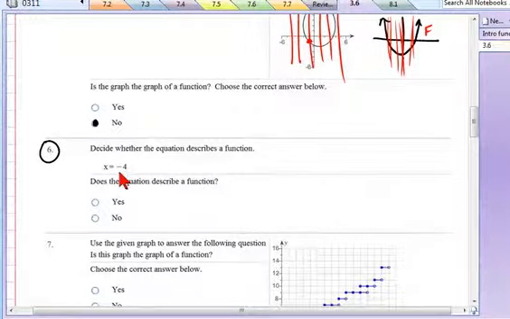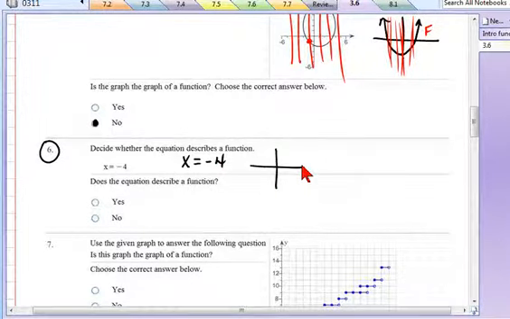What do you know about this? What do you know about x equals -4? What do you know about its graph? It's what kind of line? It's a vertical line. So if I were to draw a picture of this, it would look like 1, 2, 3, 4. It would cut through the x-axis at -4.